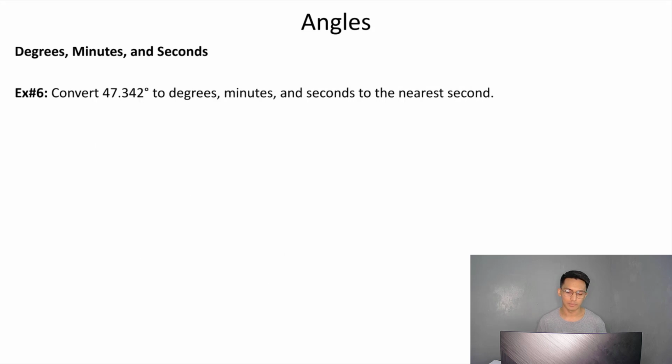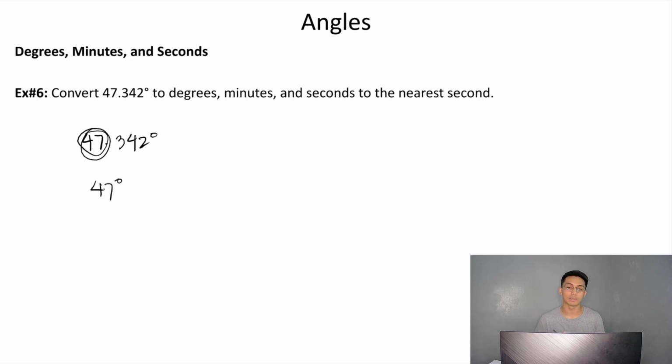Next, for example number 6. Reverse naman. We will convert 47.342 degrees to degrees, minutes, and seconds to the nearest second. Okay, so sulat natin. We have 47.342 degrees. So, paano gagawin natin kapag ganyan? Una natin gagawin, kailangan whole number muna yung degree minute. Okay? So, kuhanin natin ito. This must be whole number. This is already 47 degrees.